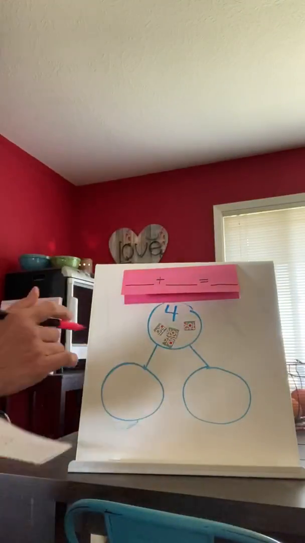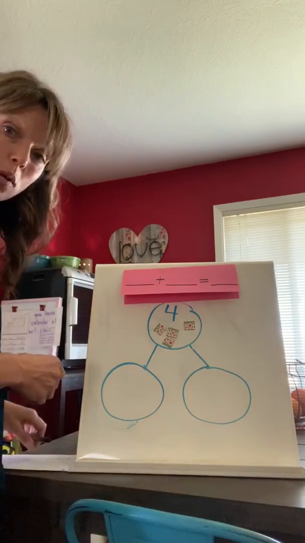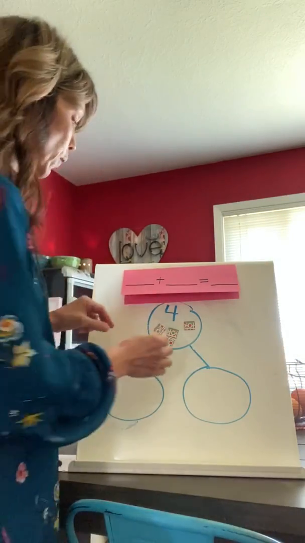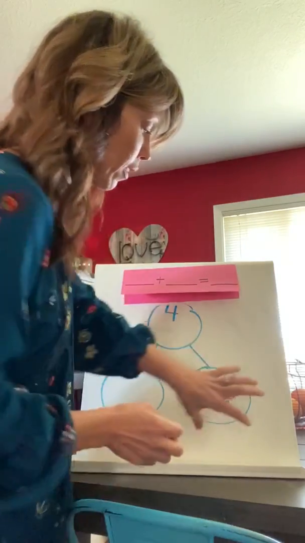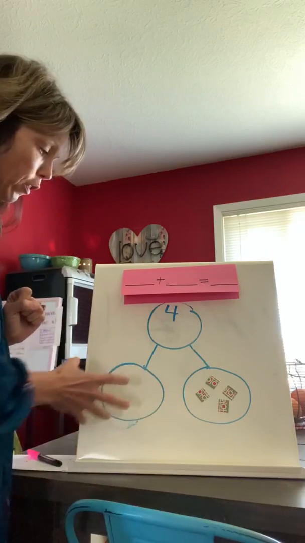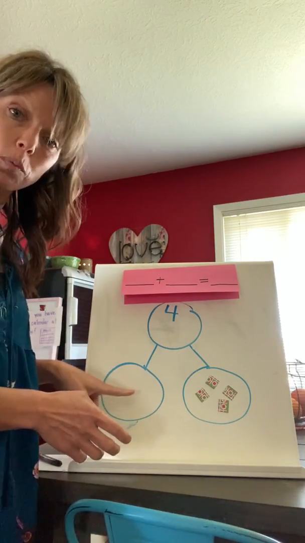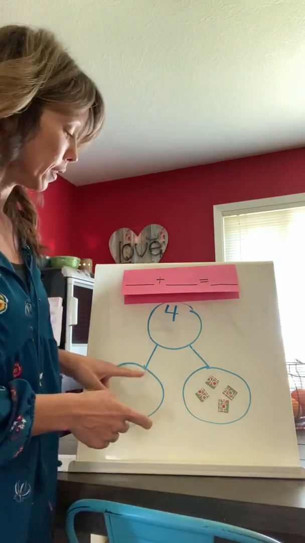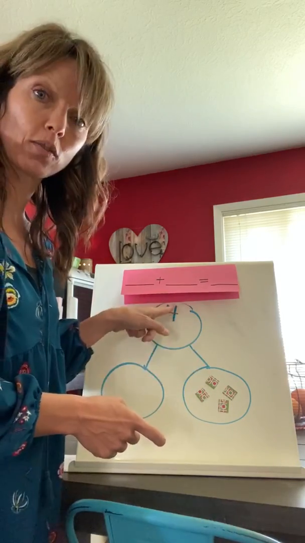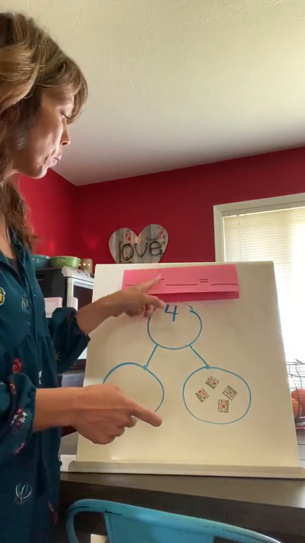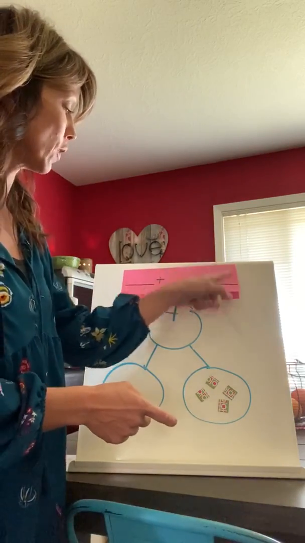So now I'm sure you know what Mrs. Achari is going to have you do next. Now we're just going to switch it around. Now we're going to take our 4 and we're going to put them down here and make that one part, and then here's our other part. So now instead of it being 4 plus 0, now it's 0 plus 4 equals 4.